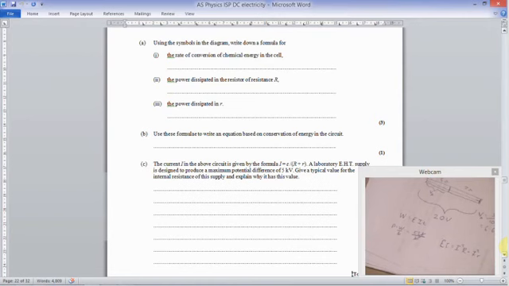A laboratory EHT supply, so that's a really high voltage supply, that I've demonstrated in class before, is designed to produce a maximum potential difference of 5 kilovolts.